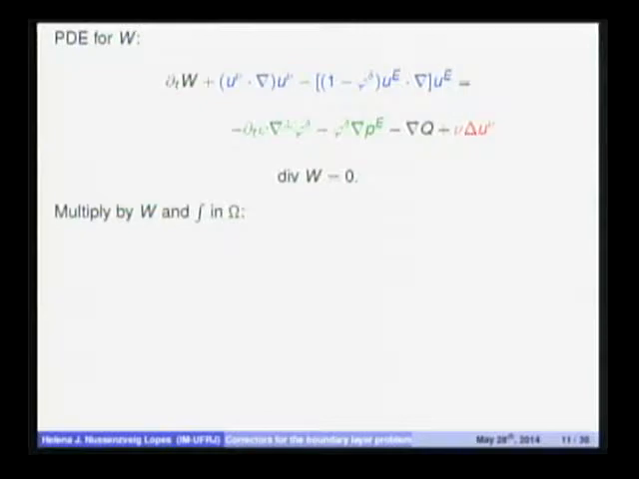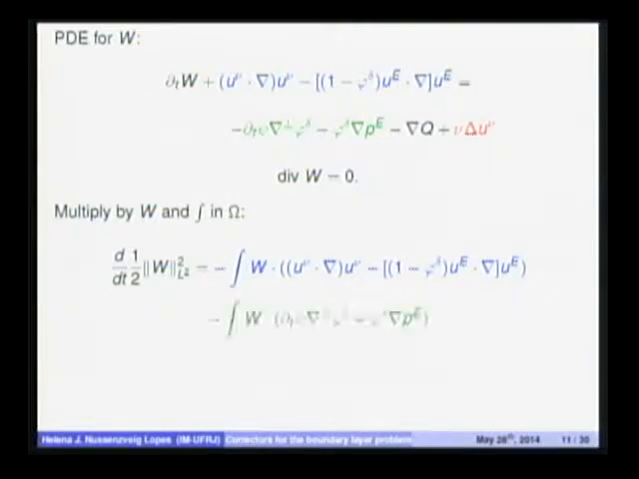Okay, so we multiply by W and integrate in omega. You can't really do this in 3D. You have to go back to the energy inequality, but in 2D everything works nicely. So you get these three terms here to estimate: the nonlinear term, the boundary layer term, and the linear term.